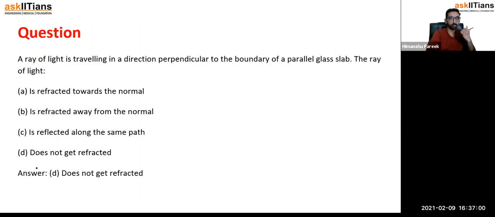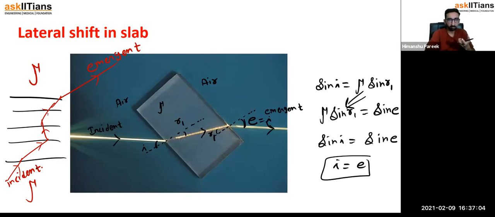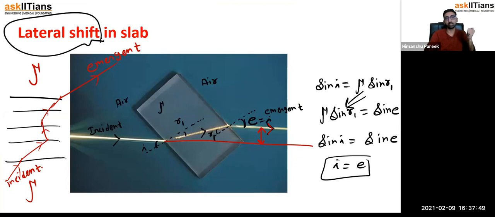Okay. Now let me prove this. What if this lateral shift is there? If this light ray is coming and going out like this, they both are parallel to each other. So what is the separation between them? The original incident ray and the final emergent ray are parallel to each other, so between parallel rays we can find out the separation. That separation is called the lateral shift, or you can say the parallel shift. The displacement has happened: the incident ray has deviated in this direction, the final emergent ray. By how much displacement it has deviated, that's what we define as the lateral shift.